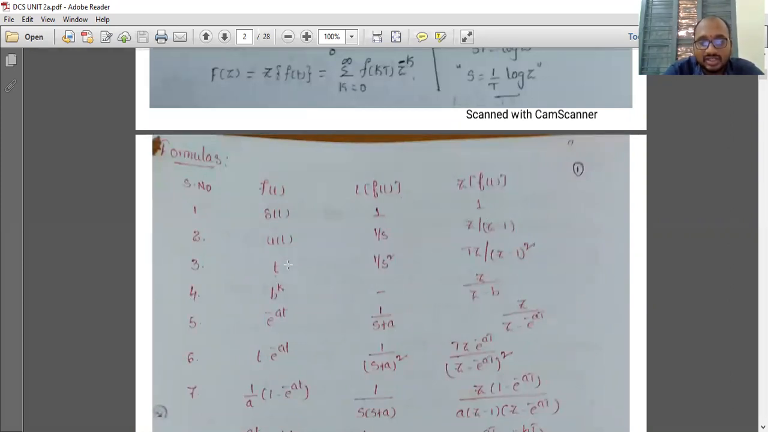Z transform of this t signal is equal to Tz divided by z minus 1 whole square.